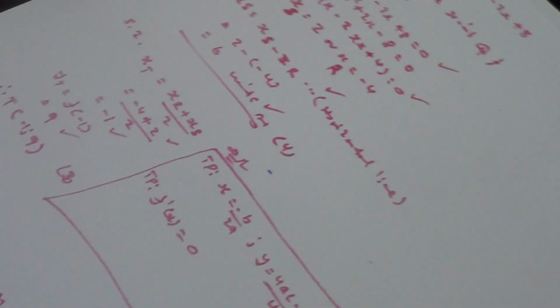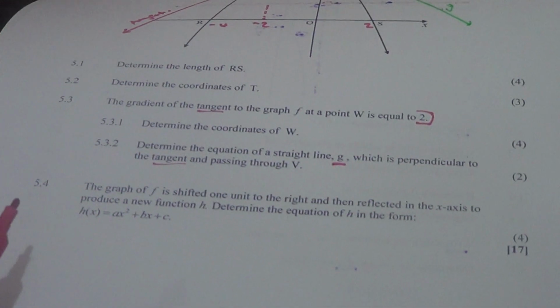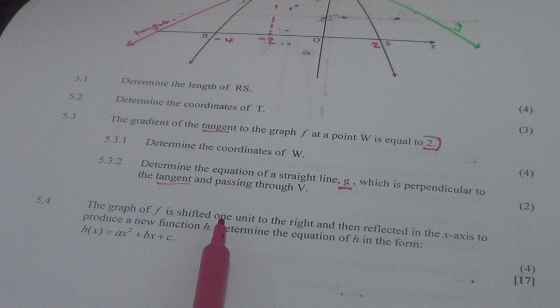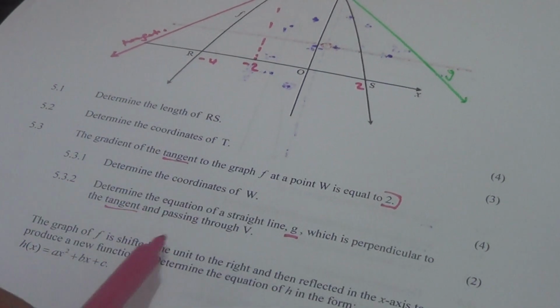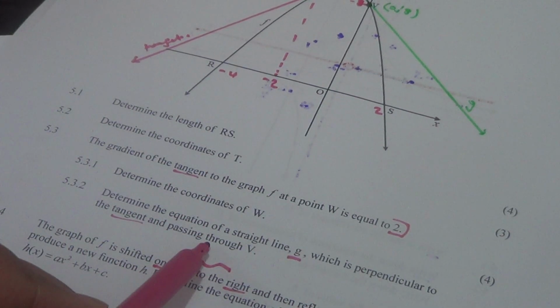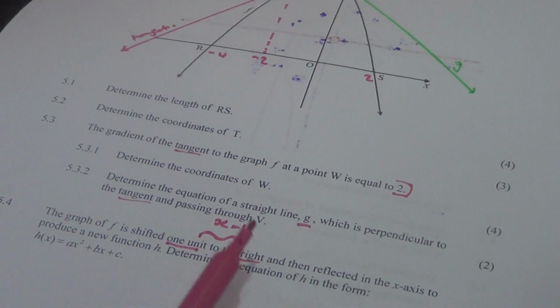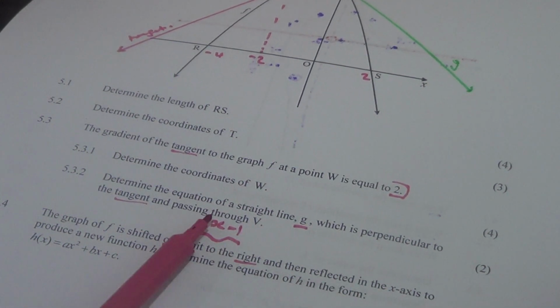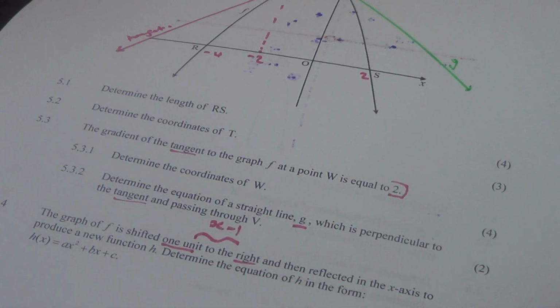So let's do the last question here and see what we can do about it. Let's try it here. It is not that dirty, so this is 5.4. Okay, let's do this 5.4 quickly. So 5.4 says what? The graph of f is shifted 1 unit to the right. So what does this mean? We will have x - 1, right? Because if we're shifting 1 unit to the right, that means from all the x values, we subtract 1.